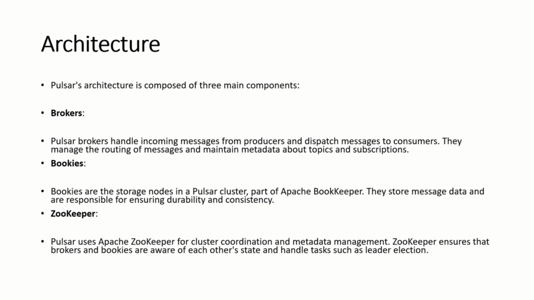So this is what the broker is. It handles the incoming messages from the producer and dispatches messages to the consumer. They manage the routing of the messages also and maintain metadata about the topics and subscriptions. Coming to the next component of Apache Pulsar, which is bookies. Bookies are the storage nodes in a Pulsar cluster, part of Apache BookKeeper. They store message data and are responsible for ensuring durability and consistency.